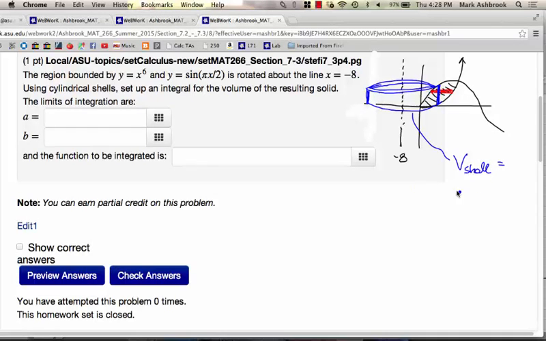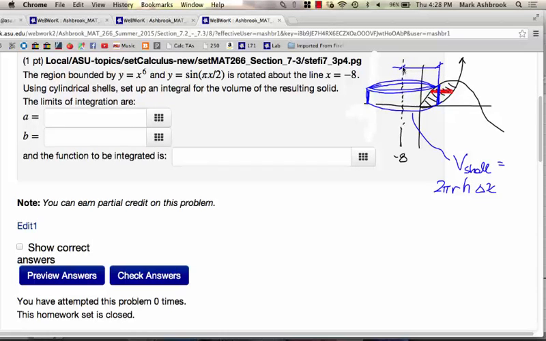And the volume of a shell is going to be 2 pi r h times the thickness. 2 pi r is the distance around the shell. H is the height. And then the thickness, delta y or delta x? Delta x, right? So we need the radius and the height of this thing. What is the radius of our shell from here to here? Yes, it's going to be this x. This is the x coordinate of both curves.